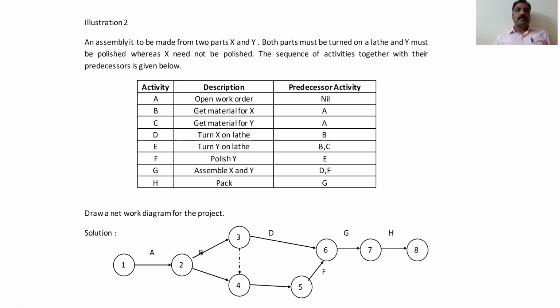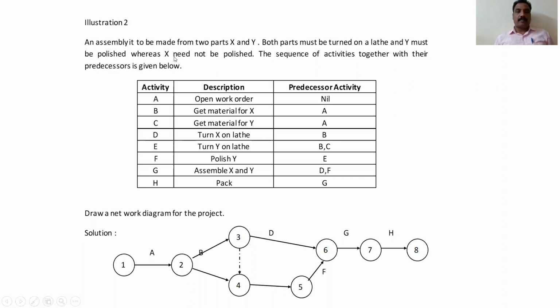Now we'll see how to draw a network diagram based on the given information. Here I've taken one illustration. An assembly is to be made from two parts, X and Y. Both parts must be turned on a lathe and Y must be polished, whereas X need not be polished. The sequence of activities together with their predecessors is given below.